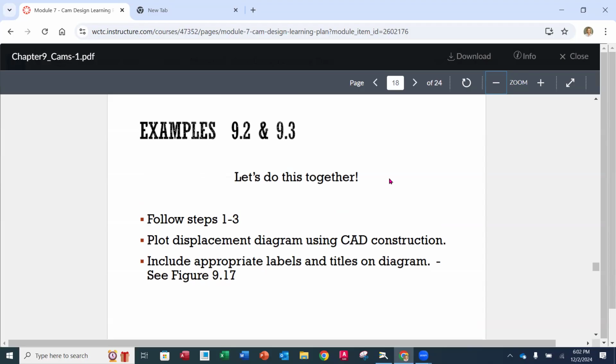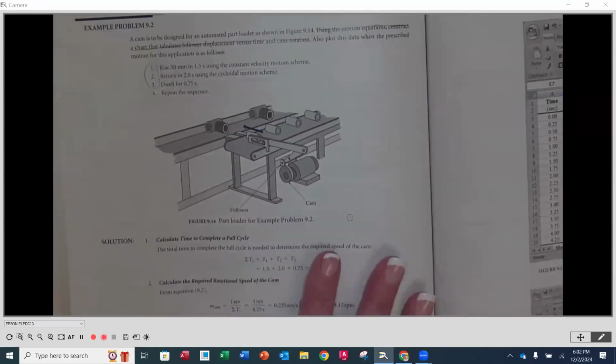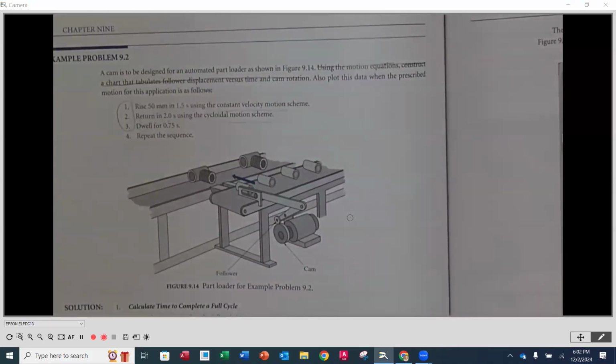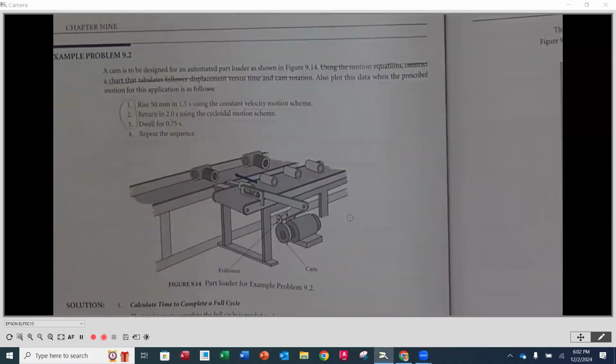So in example 9.2, we're just going to do the first 3 steps. And then in example 9.3, we're going to look at the displacement diagram and how it corresponds. Neither one are we constructing or drawing in AutoCAD the displacement diagram, which I know is going to be fine. You'll get 2 and you'll get a good idea of this. Okay, so let's look at problem 9.2.